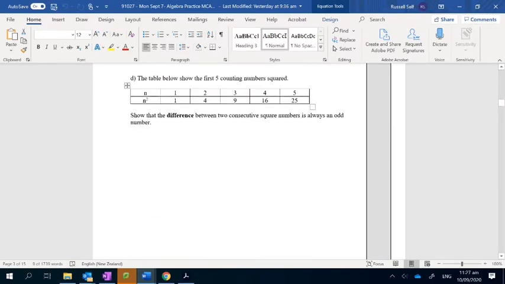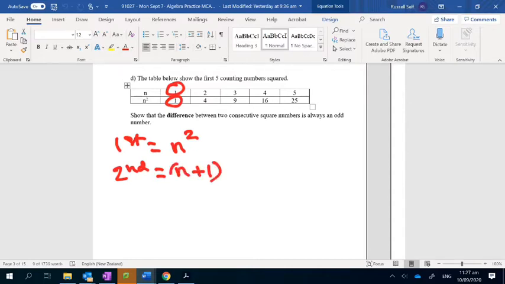The following table shows the first 5 counting numbers squared. Now, this is going to require a little bit of knowledge about the pattern for squared numbers. If you remember, the first squared number is simply that number squared, right? The second squared number is the first number plus 1, squared.